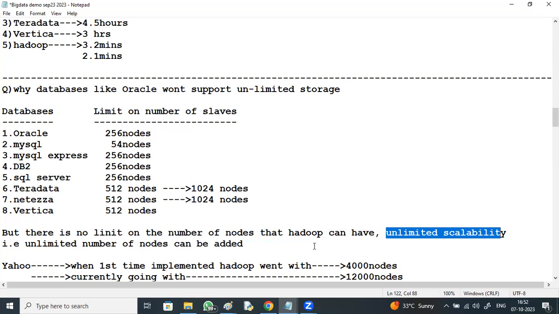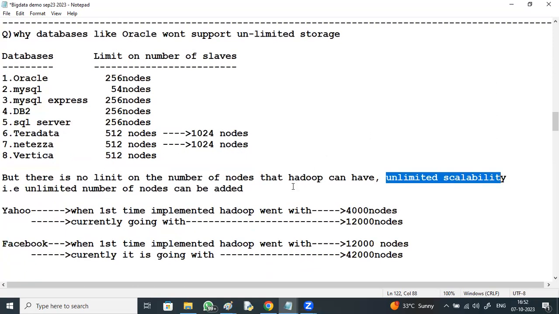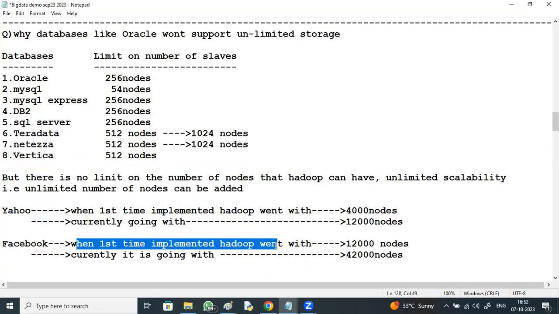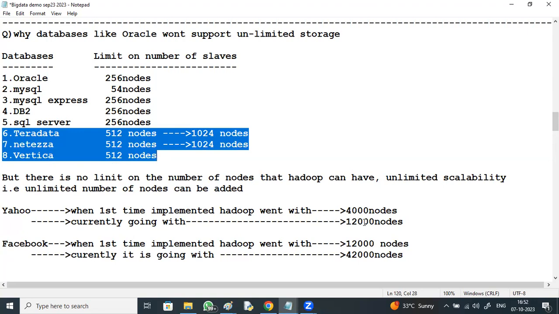Yahoo, when it first implemented Hadoop, went with 4,000 nodes. Currently it's going with 12,000 nodes. Facebook, when it first implemented Hadoop, went with 12,000 nodes. Currently Facebook is going with 42,000 nodes. Not like 256 or 512, it is going with thousands: 4,000, 12,000, 42,000 nodes. So there is no limit on the number of slaves that Hadoop can have. Unlimited.